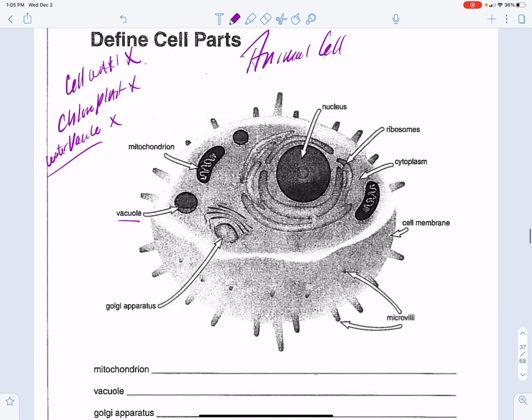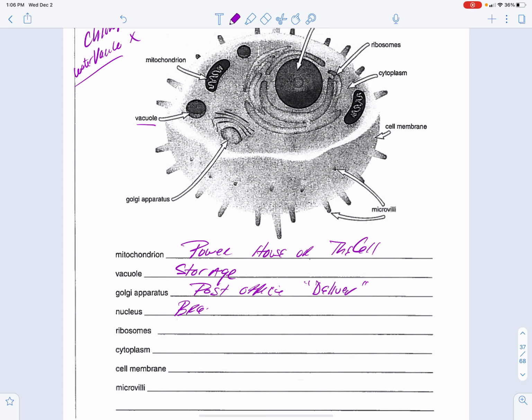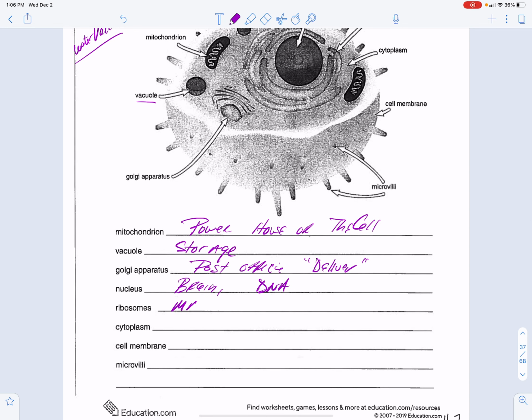Okay, so what do the parts do? Let's talk about some of them. So mitochondria, powerhouse of the cell. Makes energy. Vacuole, storage, whatever the cell happens to be making or needing. Golgi, it's like the post office, right? It's going to deliver things. The nucleus is the brain. Tells everybody what to do. It has DNA inside. Ribosomes, these guys, make protein.